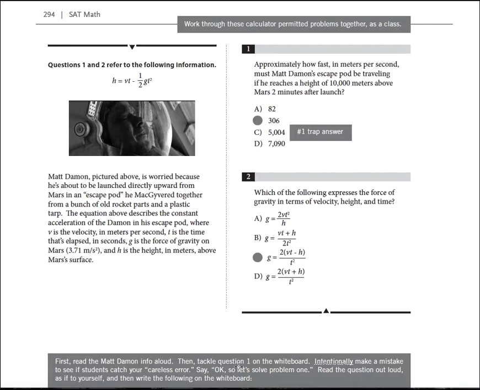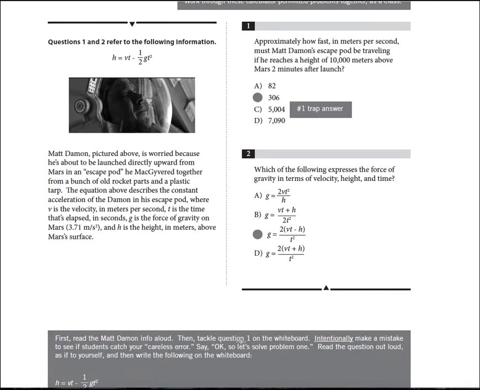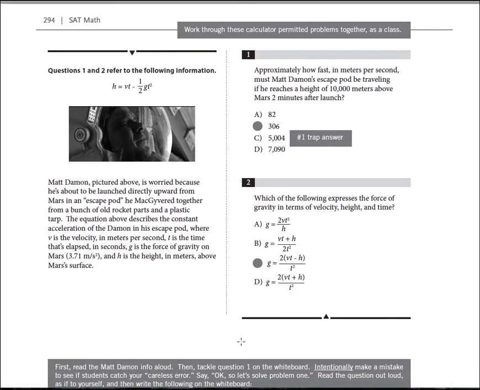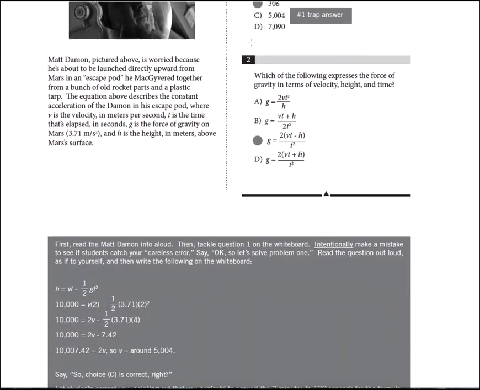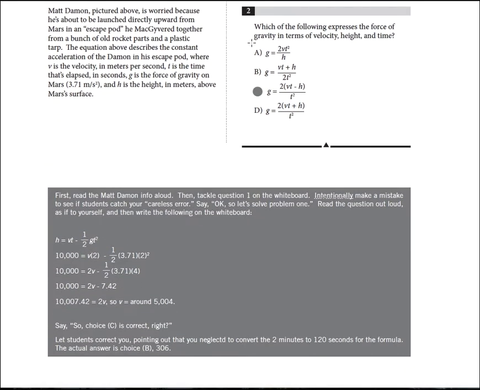So let's tackle these. We're going to do these together as a class. Let's try the first one here. What you're going to be doing with students is making an intentional error here, okay? You're going to be intentionally making a mistake with this first problem. You're going to use the whiteboard, and in a moment I'll show you how I did this in the actual class, and most students will be onto you. Most students will realize what the mistake is.